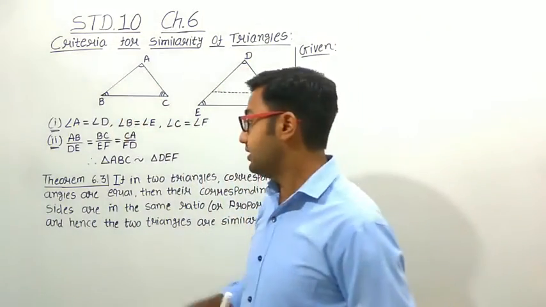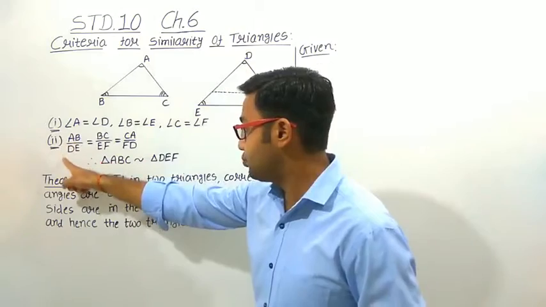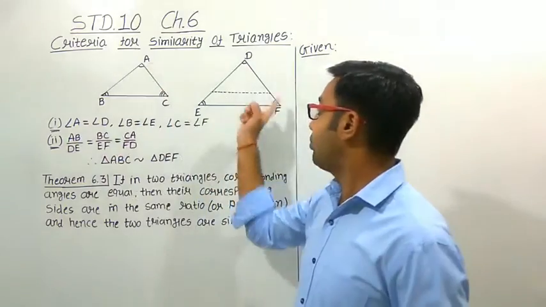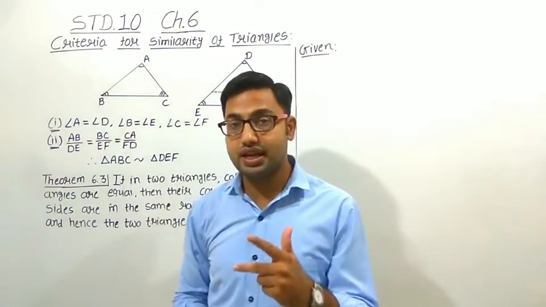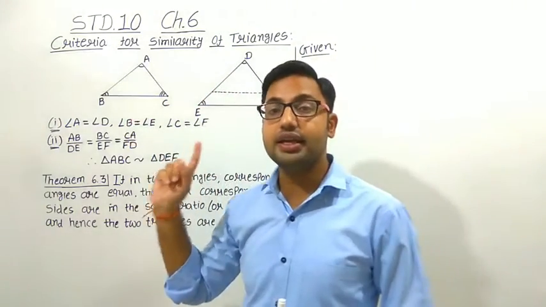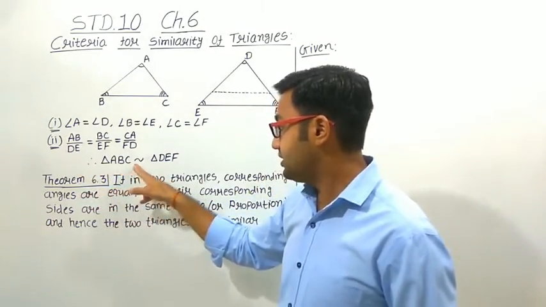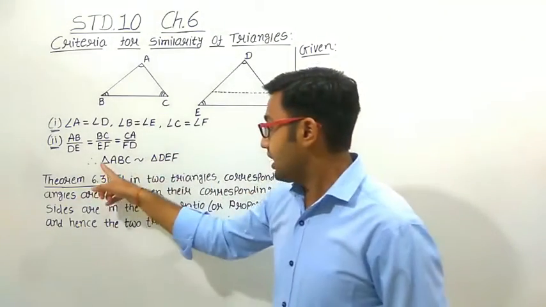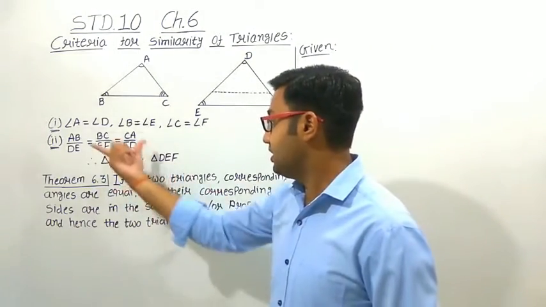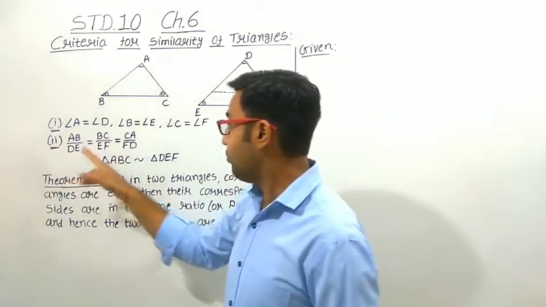Now the second thing is that their corresponding sides must be in proportion, that means AB upon DE is equal to BC upon EF and equal to CA upon FD. If these two conditions are satisfied, then we can say that triangle ABC is similar to triangle DEF. We can write it in this form: triangle ABC, with this symbol of similarity, is similar to triangle DEF. So symbolically we can represent these two situations like this.